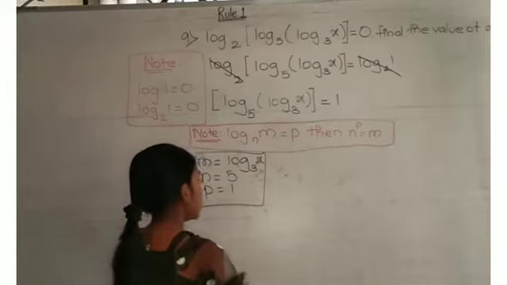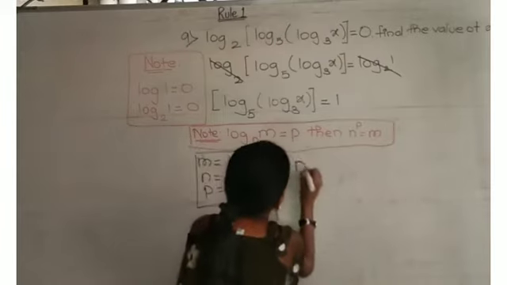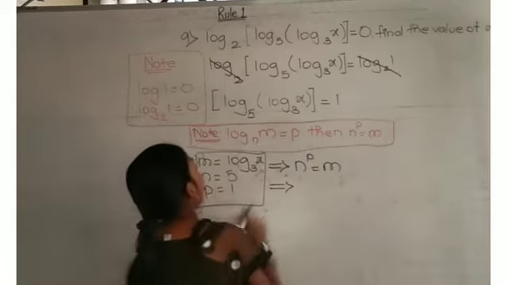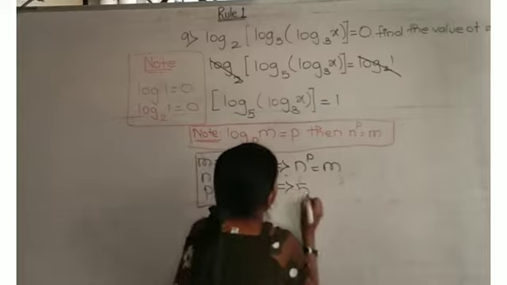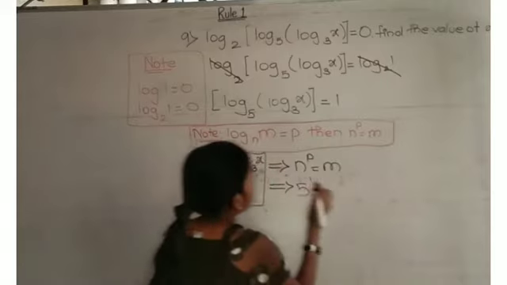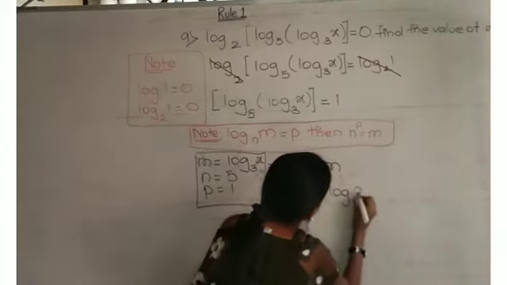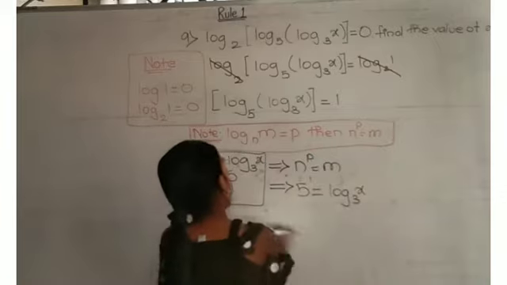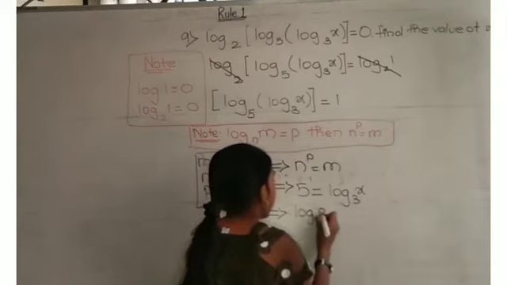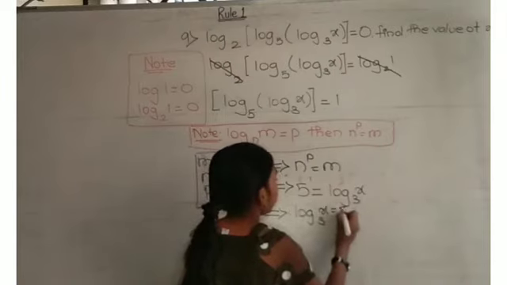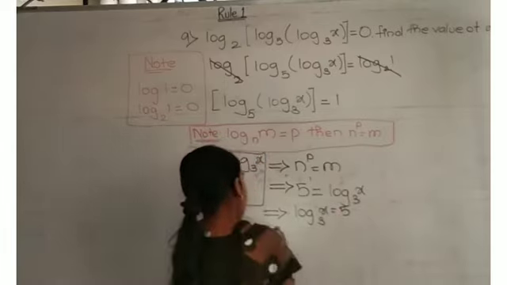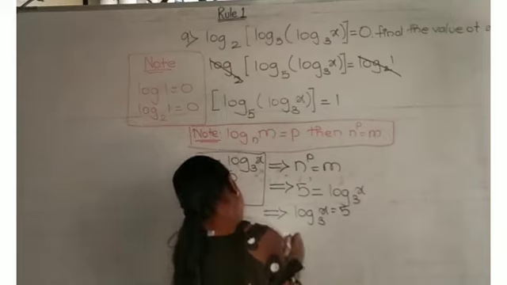Now we are going to simply solve. So n raised to p is equal to m. N value we have got 5, so we will write 5. P value 1, so 1, and m value log x to the base 3. Now we are going to write it in the proper form. So log x to the base 3 is equal to 5. No need of 1, it has no importance.